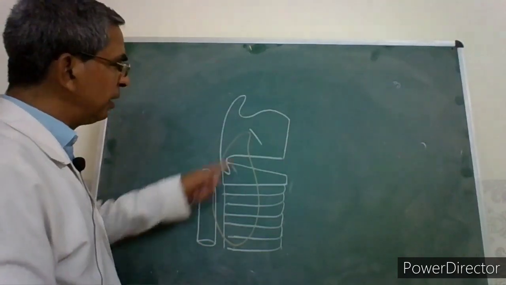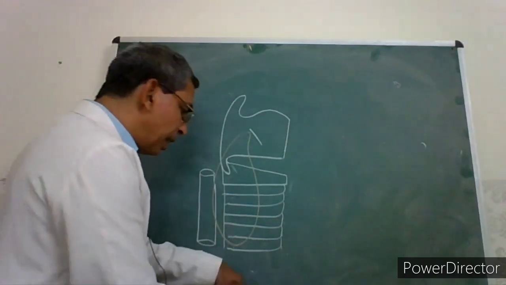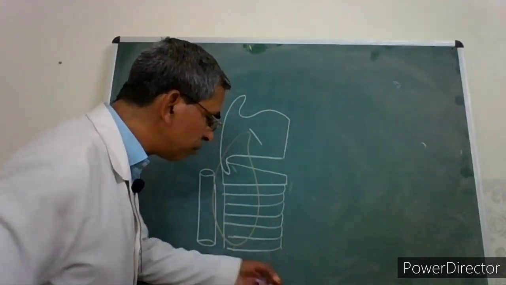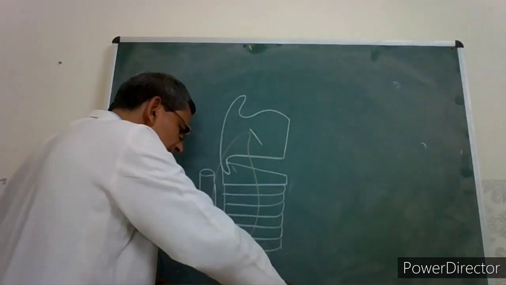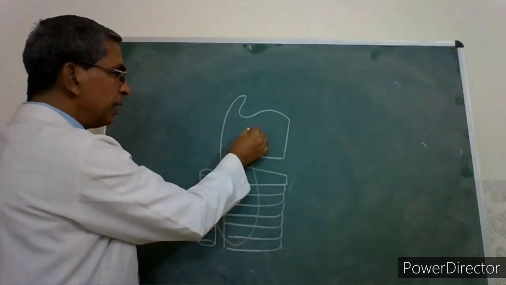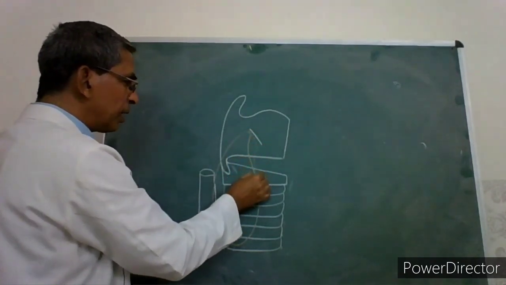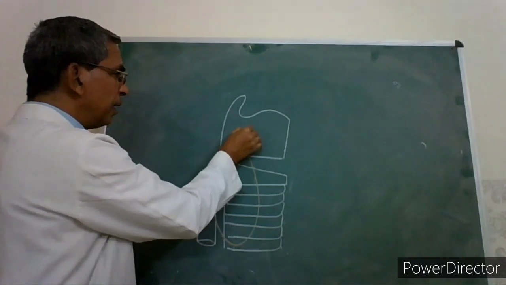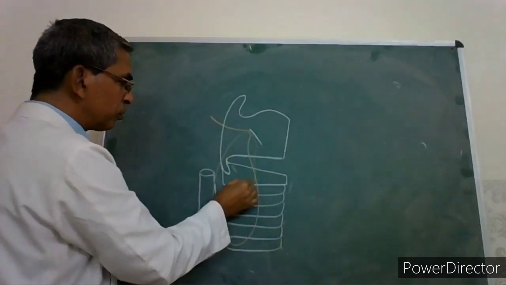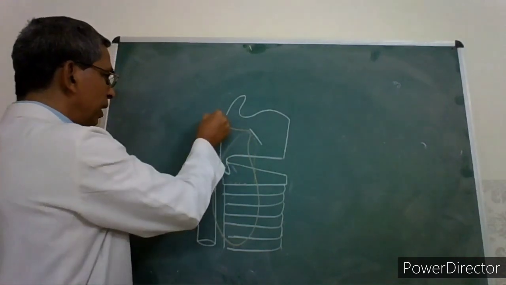Now the apex is sandwiched between the inferior constrictor muscles of the pharynx, which arises from the oblique line here and extends up to the cricoid cartilage here. So it has the cricoid part and the thyroid part.